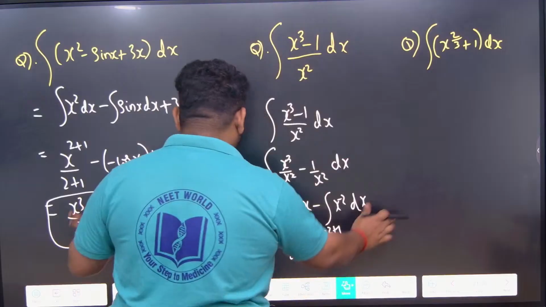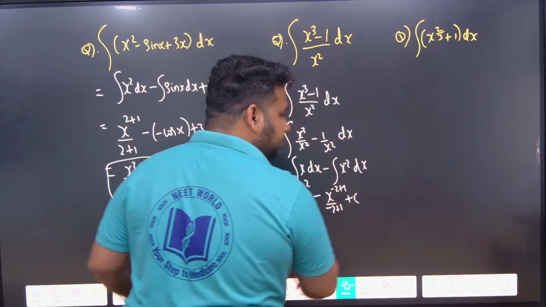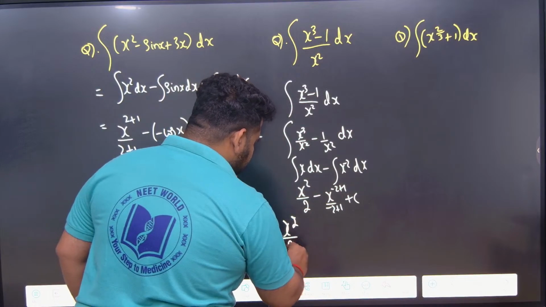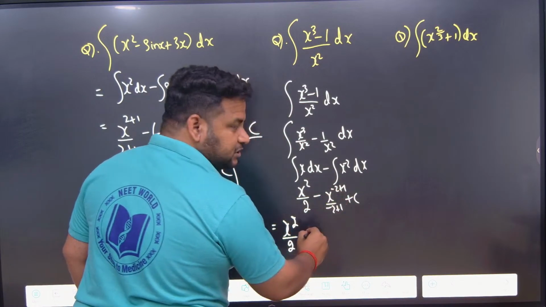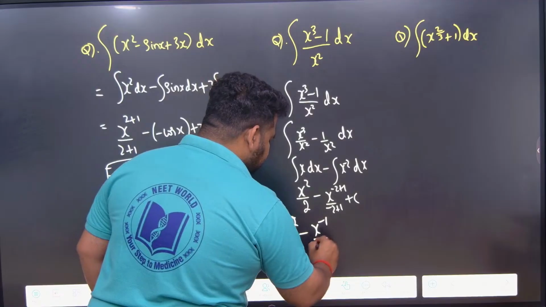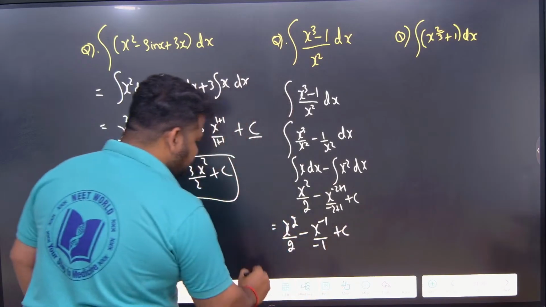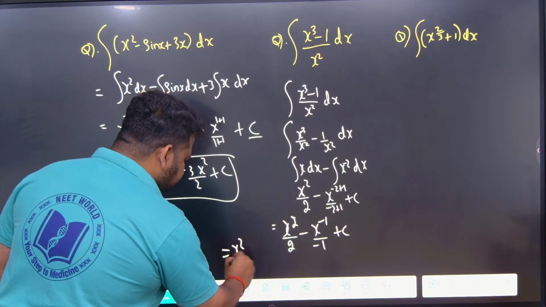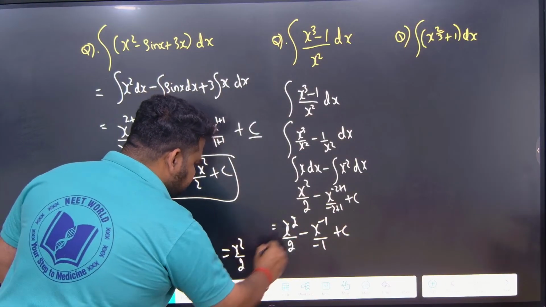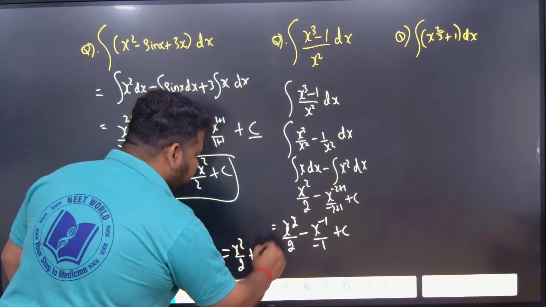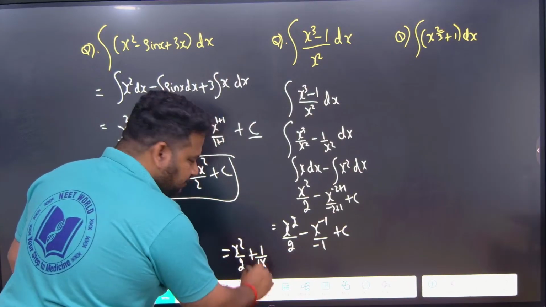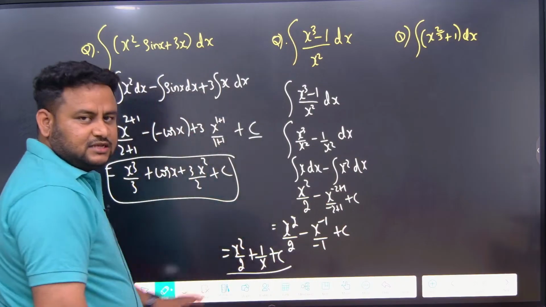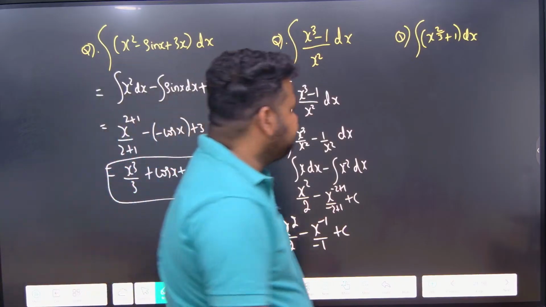Okay, further what we can do? This will become x square by 2 minus x to the power of minus 2 plus 1, which is x to the power of minus 1 by minus 1, plus c. This one I can further simplify and write as x square by 2, this minus will become plus, x to the power of minus 1 brought down is just 1 by x, plus c. This is the answer, friends. This is the most simplified answer for this question.